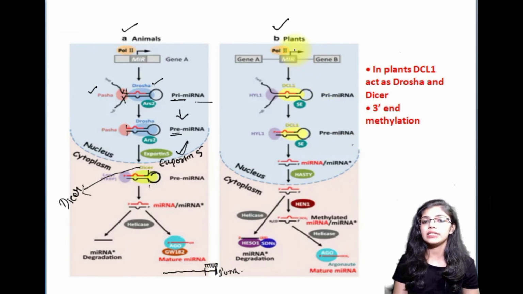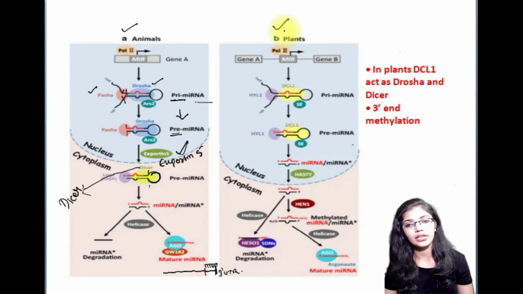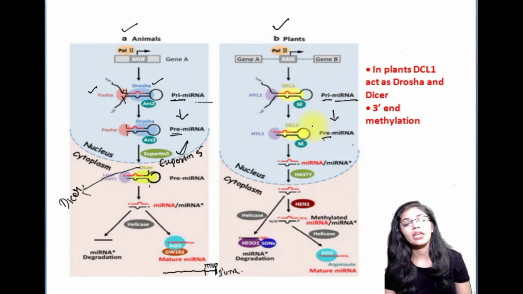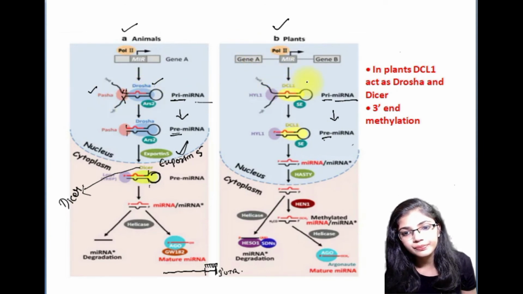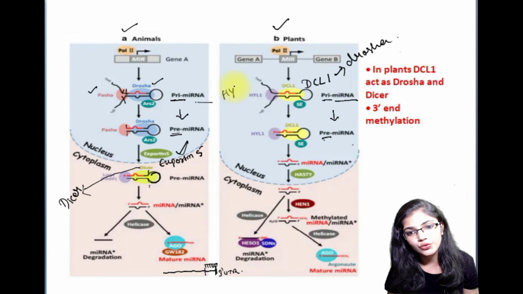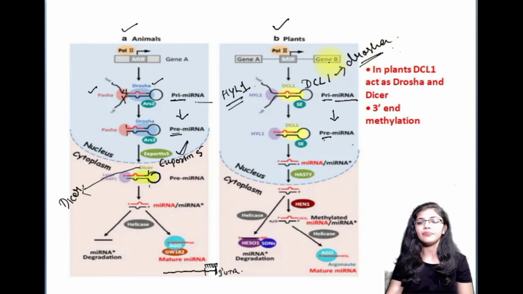Okay. Now we will see what is the condition in case of a plant, what are the enzymes responsible for the process to be done. In case of a plant, this pri-miRNA is produced. For the processing of this pri-miRNA into pre-miRNA, in case of animals there were DROSHA and PASHA, but in case of plants there is DCL1, and its function is like DROSHA, and the function of PASHA is done by HYL1 in case of plants. These are the major differences between the plants and the animals.